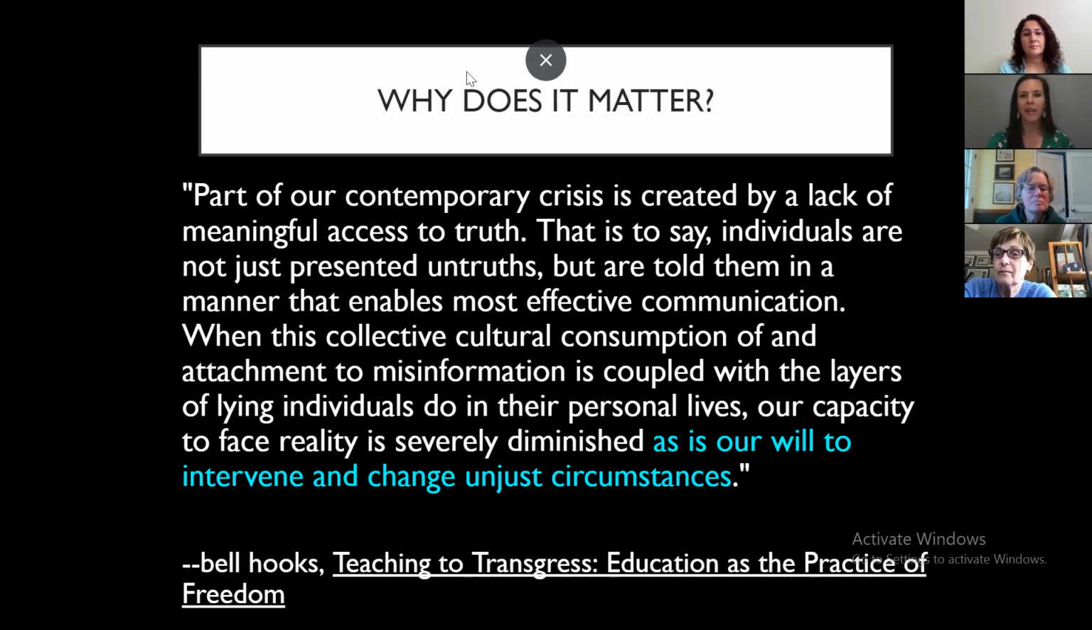So this sort of cynicism, right? Like we don't know what's true. We can't trust anyone, and so we're not going to do anything, right? The cynicism of it all. And that part she mentions in the beginning about having meaningful access to truth, to me, is what is so important when we think about our students, is that in these ways, they might not have access to truth.